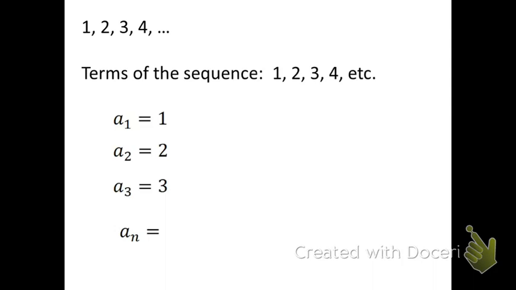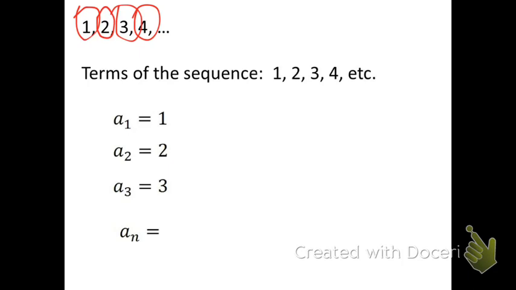So the terms of a sequence, we call the terms just the individual parts. So the first term in this sequence is 1, the second term is 2, the third term is 3, the fourth term is 4, the fifth term is 5, etc. Just which term is it? So the first term is the very first part of the sequence. Second term, the next part of the sequence.